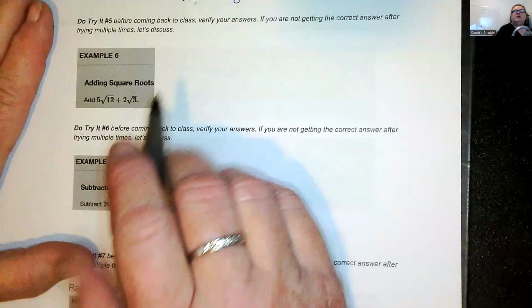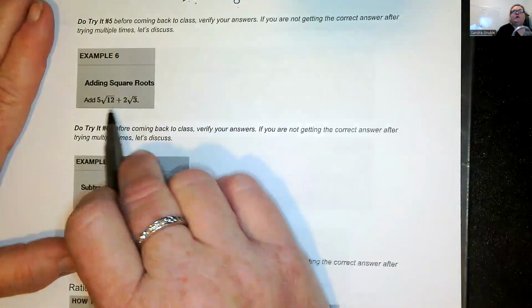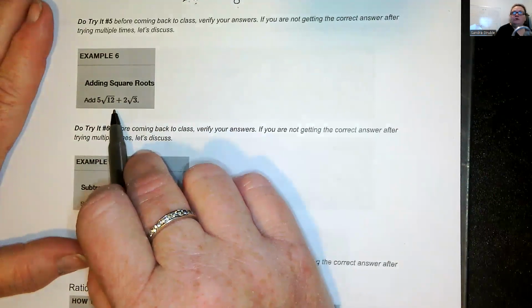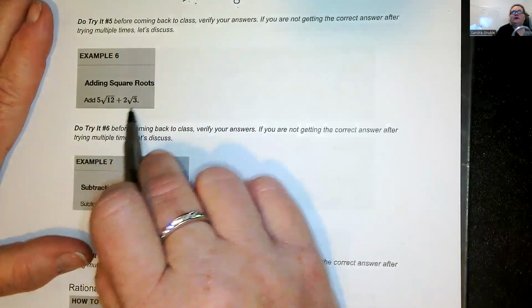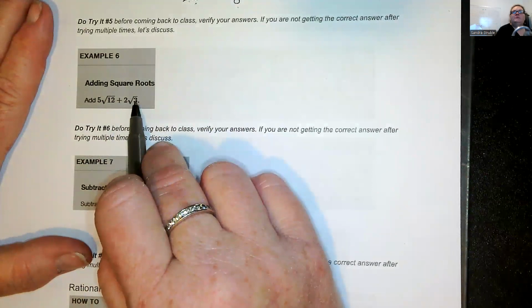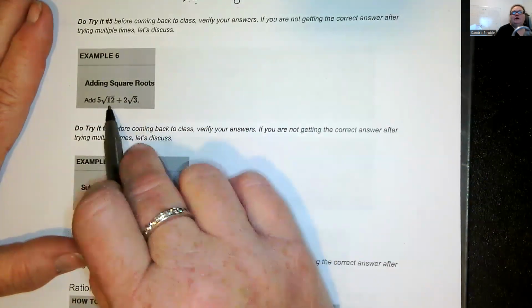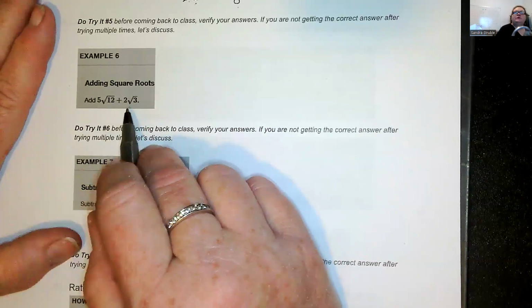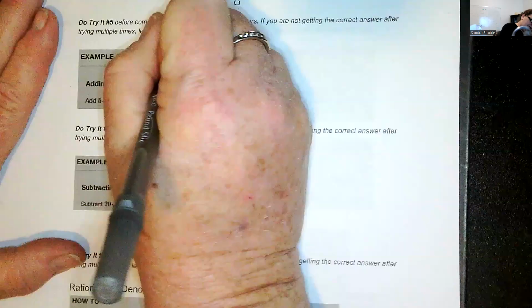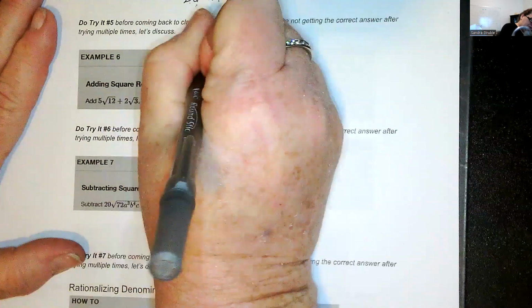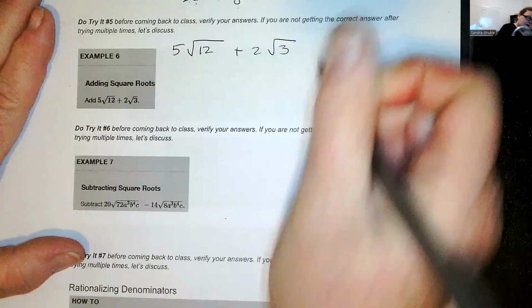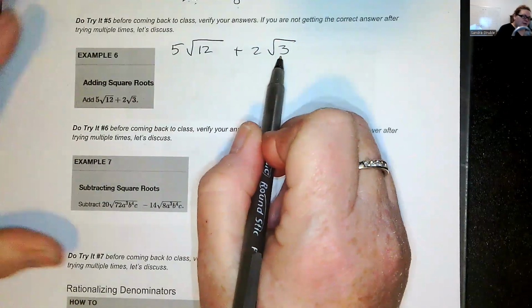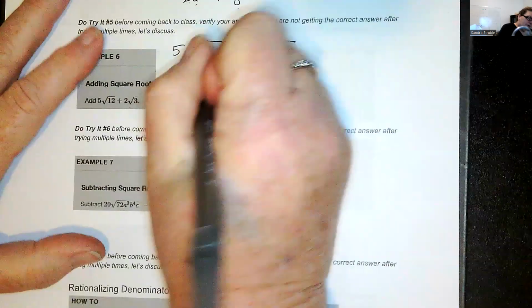Adding square roots. So in order to add square roots, they have to have the same number underneath the radical. We cannot go 12 plus 3 in this case in order to add these. You're not going to get 7 square root of 15. That's not how this works. So instead, I'm going to take 5 square root of 12 plus 2 square root of 3. And square root of 3 can't be broken down any further, so that just means I want to take my 12 and see what I can do for that.